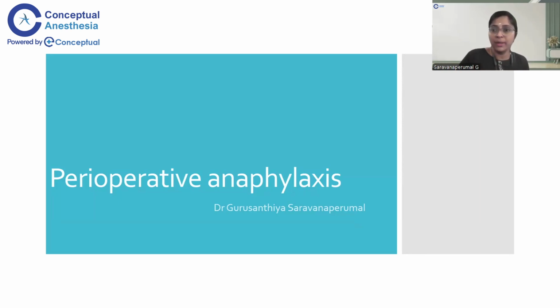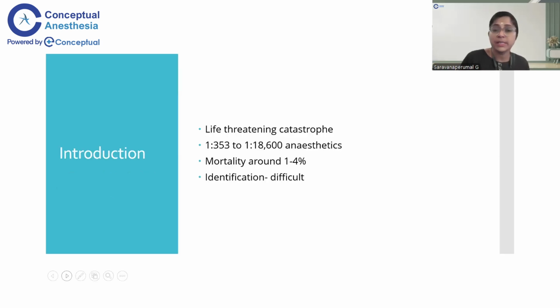Why is the topic more important? It is associated with a life-threatening catastrophe, wherein the morbidity and mortality can be high, and the mortality can be somewhere around 1 to 4%. And the incidence has always varied depending upon patient and country characteristics, wherein the incidence can vary up to 1 in 3 to 1 in 18,000 anesthetics administered.